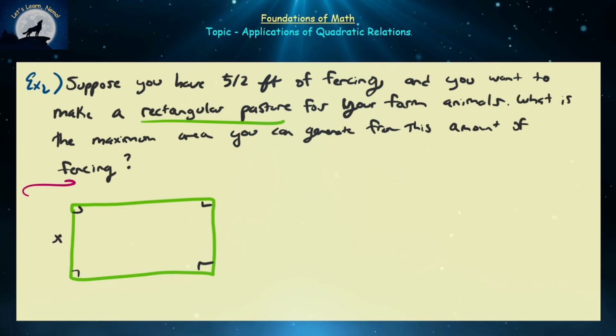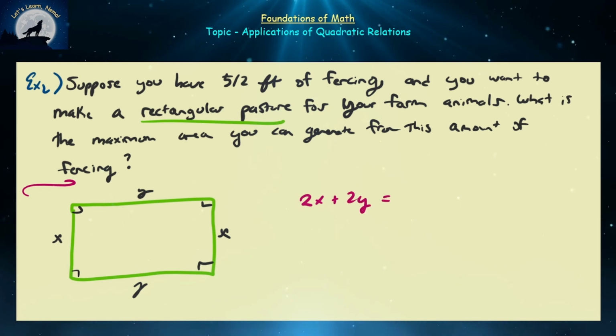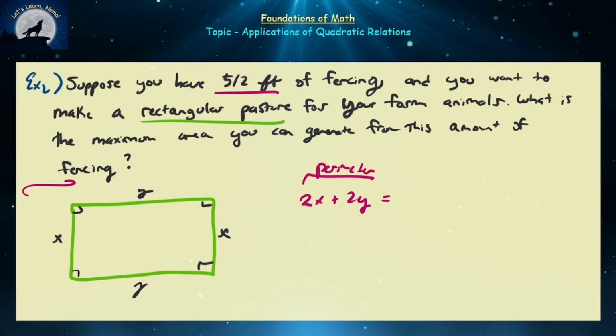So this is going to be x, let's say. Let's call this x. Let's call this y. Now you could call the vertical ones y and the horizontal ones x. It doesn't really matter. You'll get the same exact answer. But from this particular definition, we're going to have that 2x plus 2y, the perimeter, is equal to 512 feet.